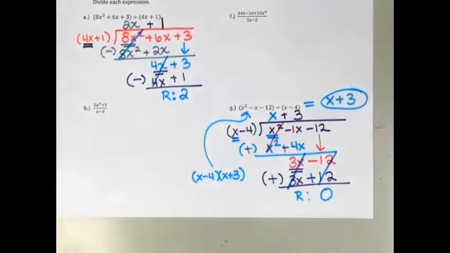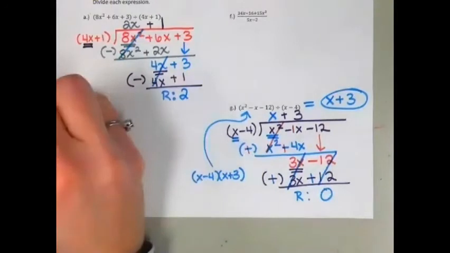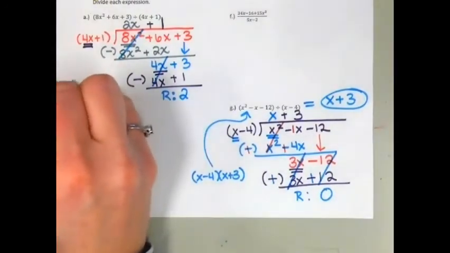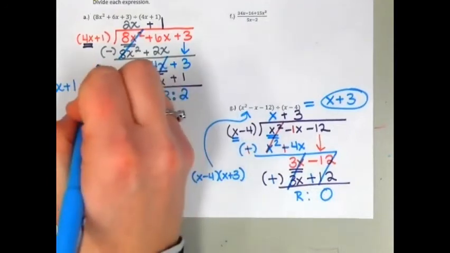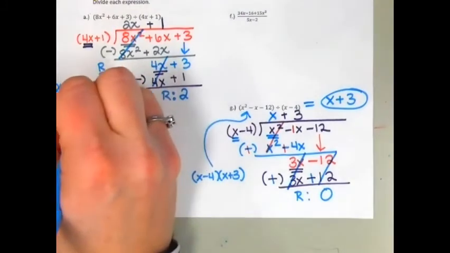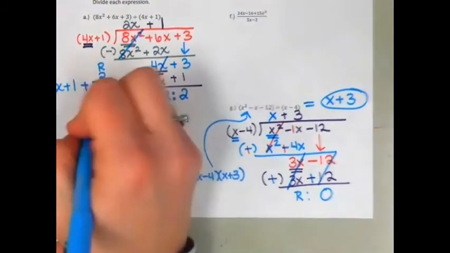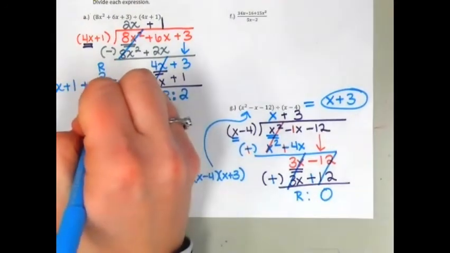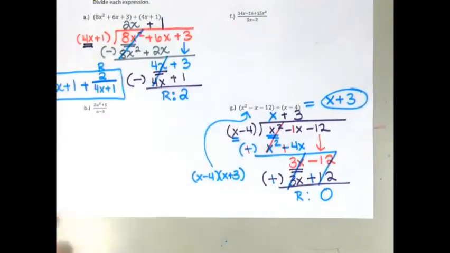Okay. So now, this divided, we know it is 2x plus 1. But in this case, because these are polynomials, we have to add our remainder. What is my remainder? 2. And what is my denominator? What did I divide by? What's my divisor? 4x plus 1. And that would be my final answer. Okay.